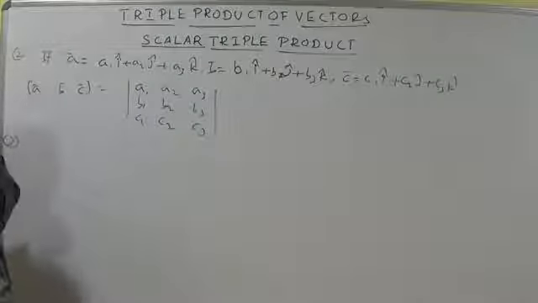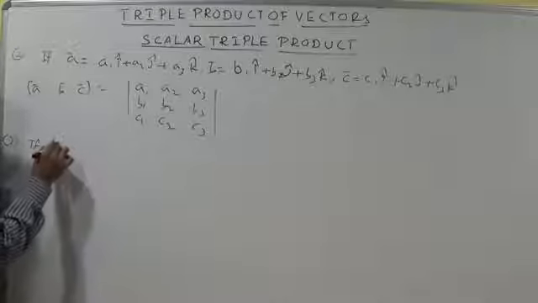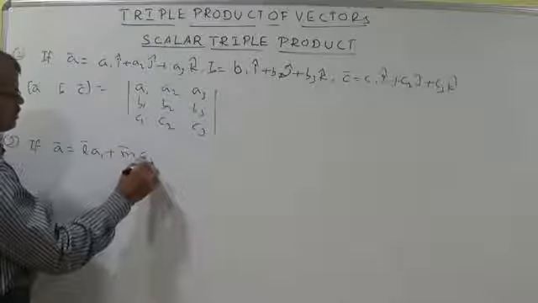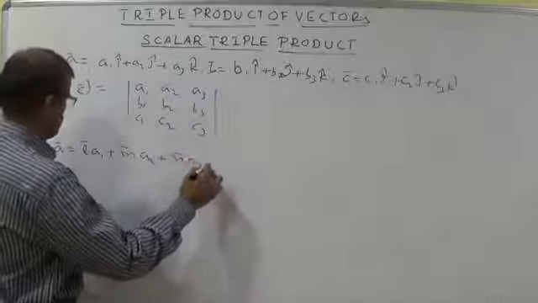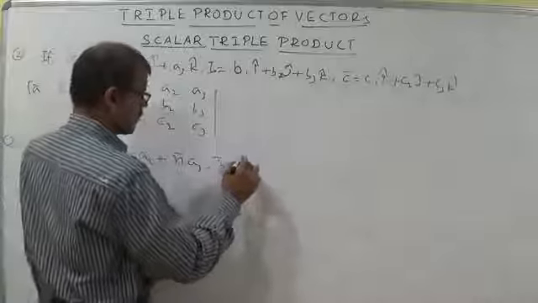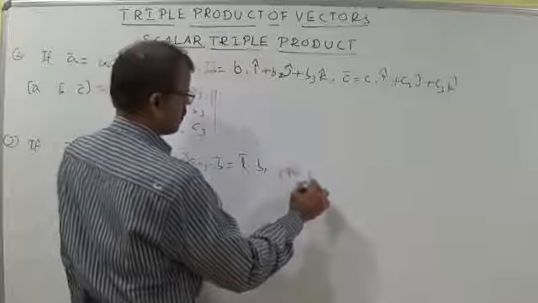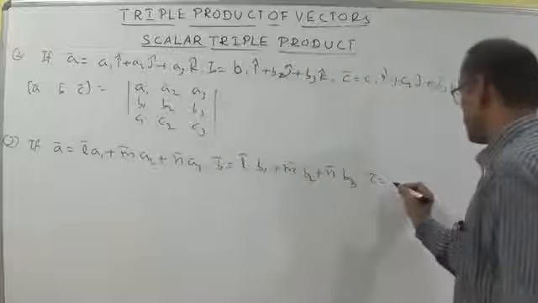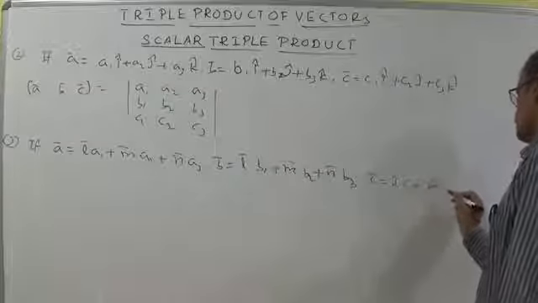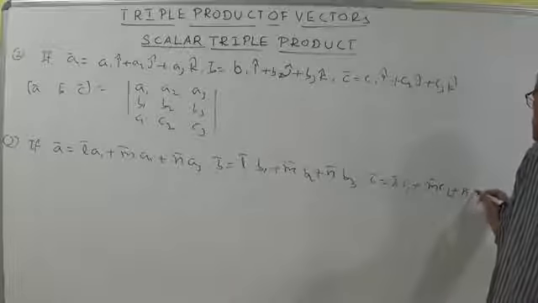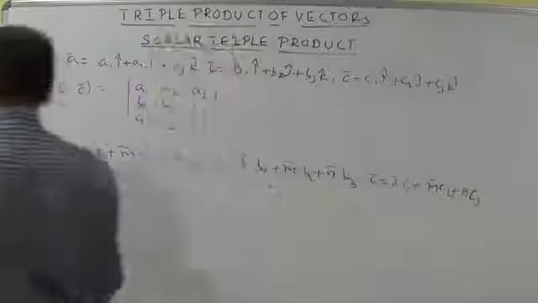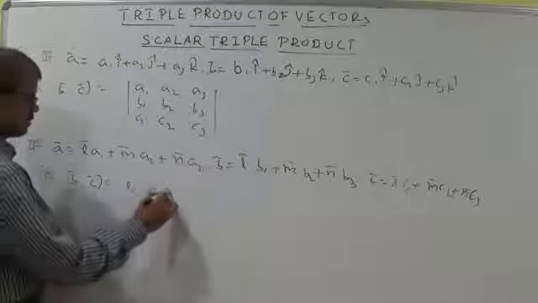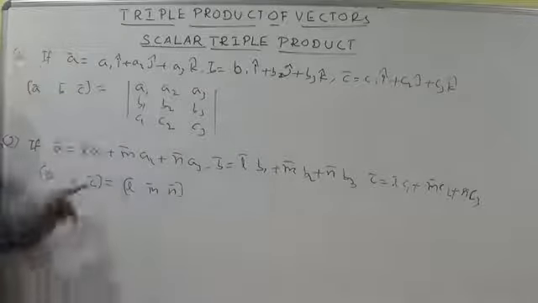Let us discuss about third point. If A bar is equal to L bar A1 plus M bar A2 plus N bar A3, B bar is equal to L bar B1 plus M bar B2 plus N bar B3, next, C bar is equal to L bar C1 plus M bar C2 plus N bar C3, then box ABC can be represented as box LMN, because this is a combination of vectors with scalars.